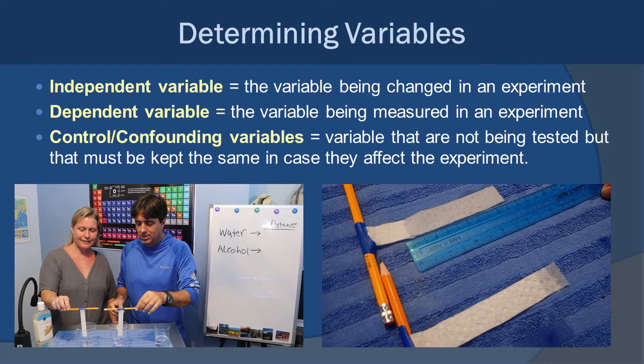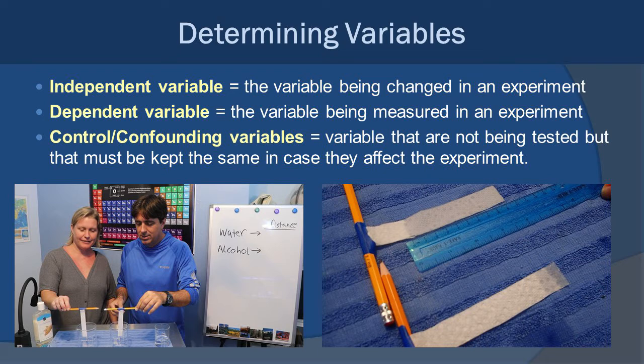All right, so you change something in the independent variable and you see what happens to the dependent variable. Now, we also have what we call control and confounding variables. Control and confounding variables are essentially the same thing. They're variables that are not being tested, but must be kept the same in case they affect the experiment.